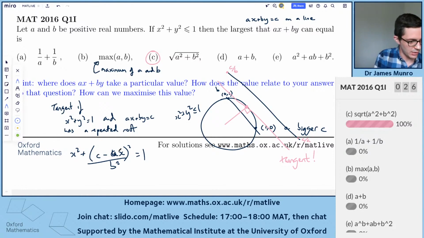Cool. And this is actually quite a nice inequality, but never mind.